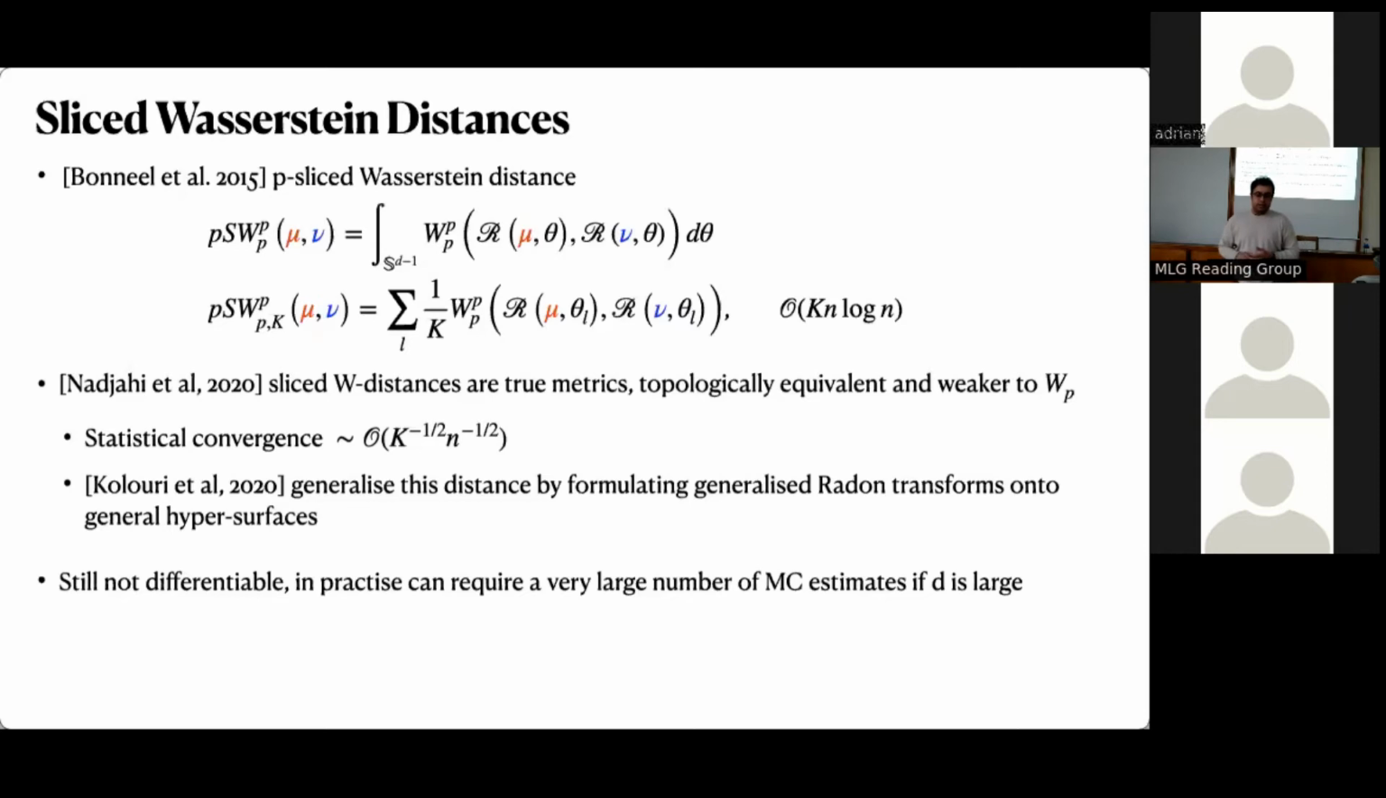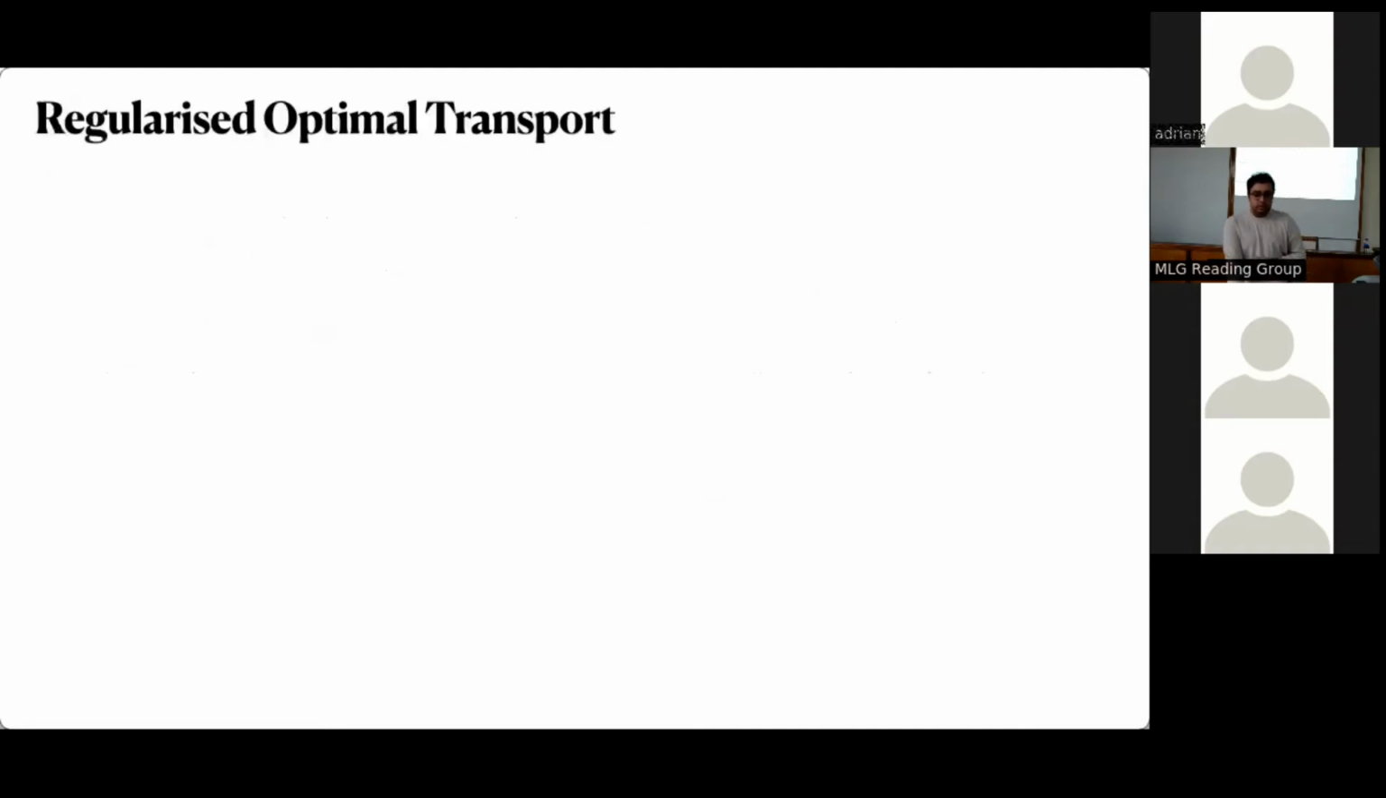But there's still some issues here in that it's not really differentiable in practice, and it can require a very large number of MC estimates to converge to a good solution, especially if you're sampling in a very high dimensional space, right? So you want a way of dealing with these issues, and that's what the second camp of current research comes into, which is by regularizing the optimal transport problem. The idea of optimal transport with regularization is that the exact coupling between two distributions is very hard to solve exactly, but can you roughly solve for them given some regularizing terms on the components of this optimization problem?